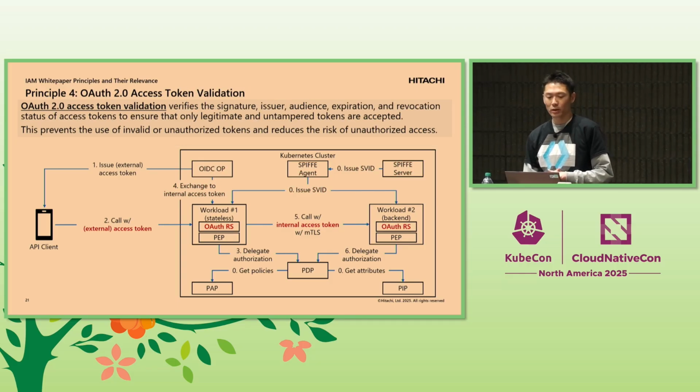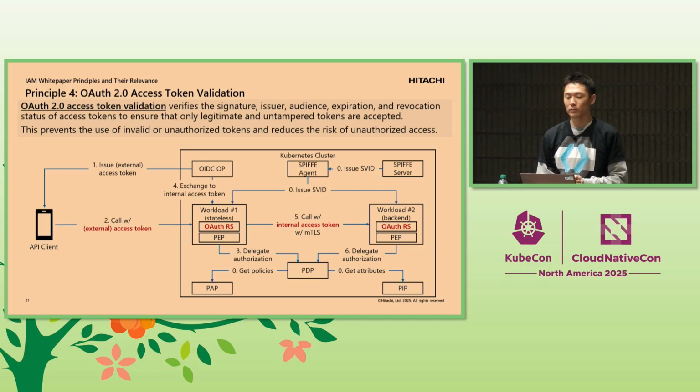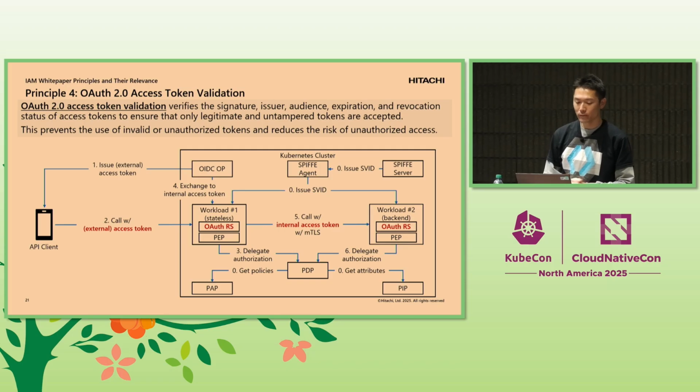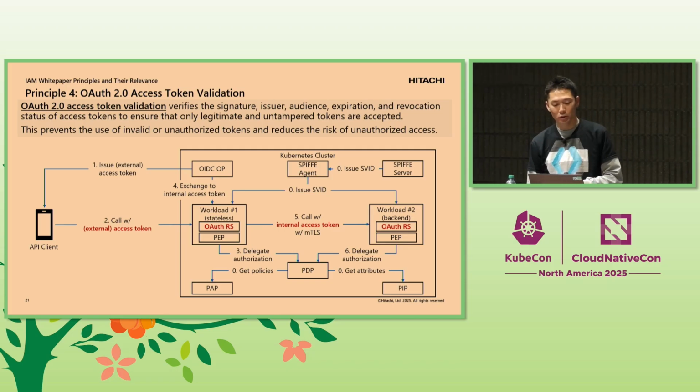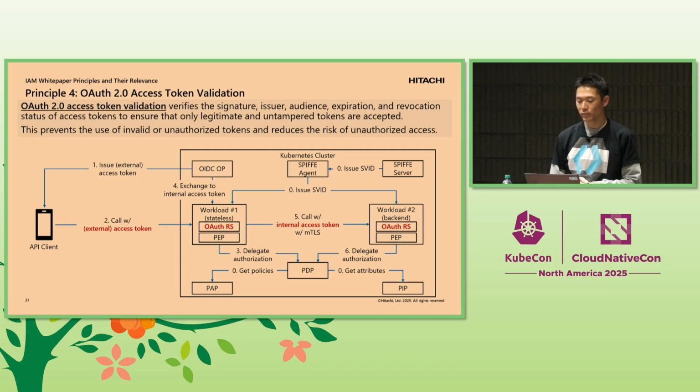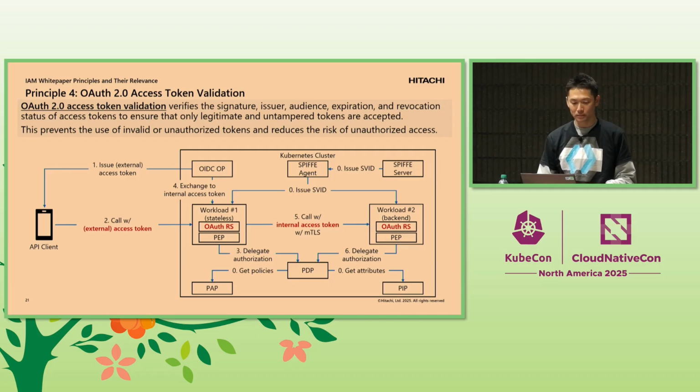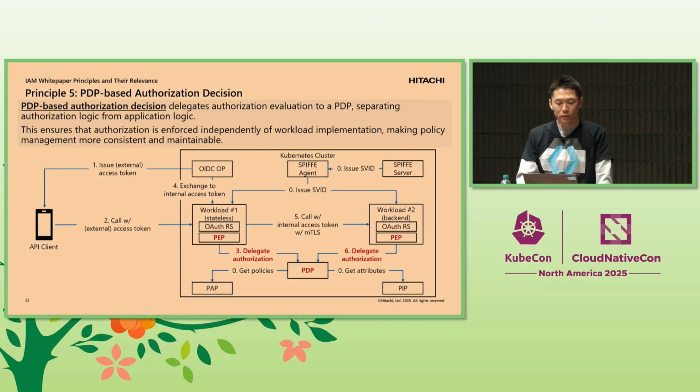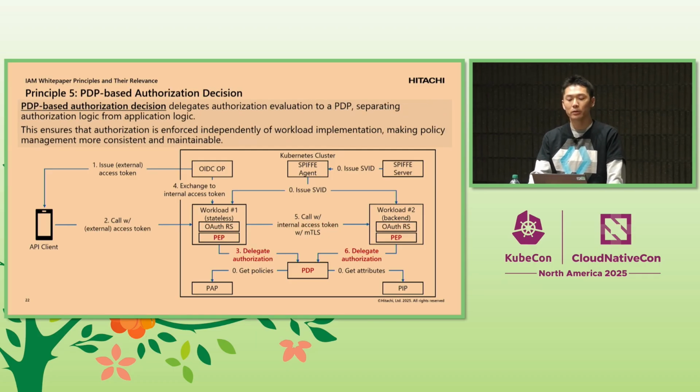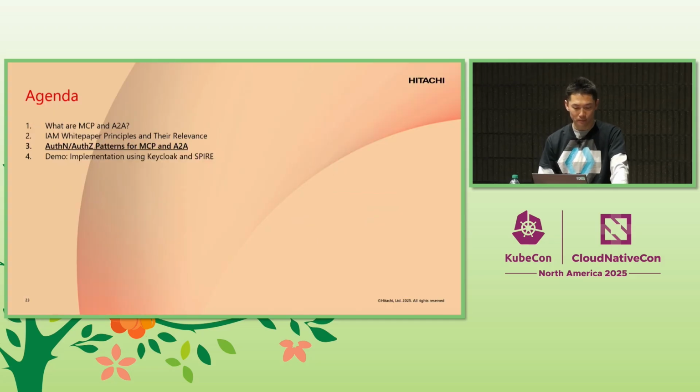The fourth principle is OAuth 2.0 access token validation. This verifies the signature, issuer, audience, expiration, and revocation status of access tokens. The final principle is PDP-based authorization decision. It delegates authorization evaluation to a PDP, separating authorization logic from application logic.